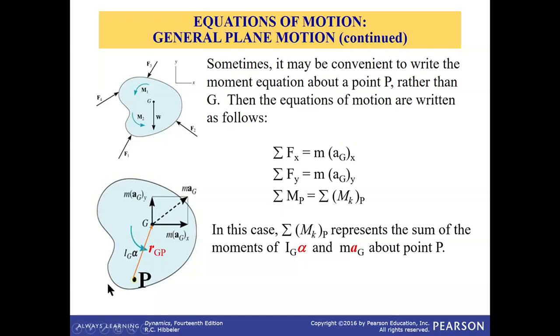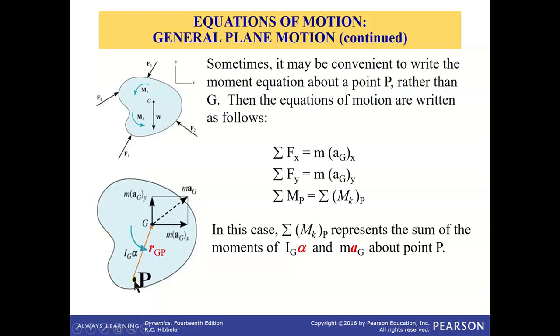For the right hand side, however, you need to account Ig alpha, that is one term, plus you also need to consider the moment because of the components of these forces, that is the x component of the force and the y component of the force. Now if, instead of doing a scalar equation, you go for a vector solution, then it's Ig alpha plus the moment of this resultant force m ag about point P.